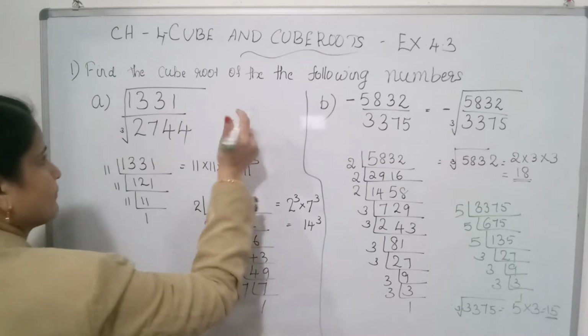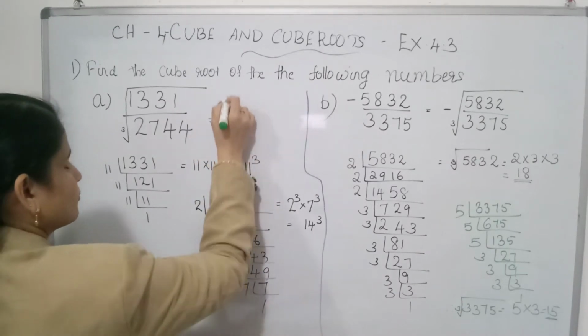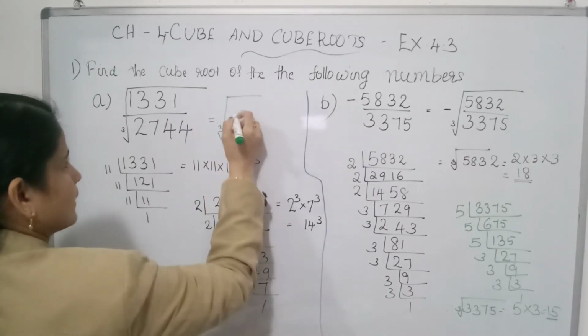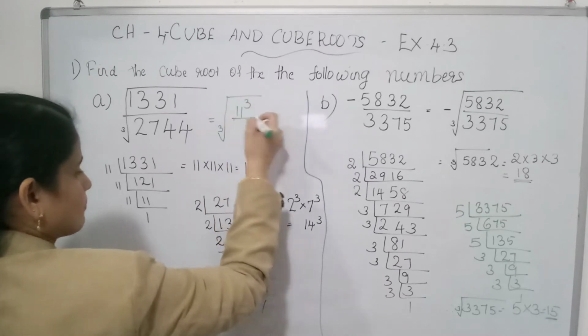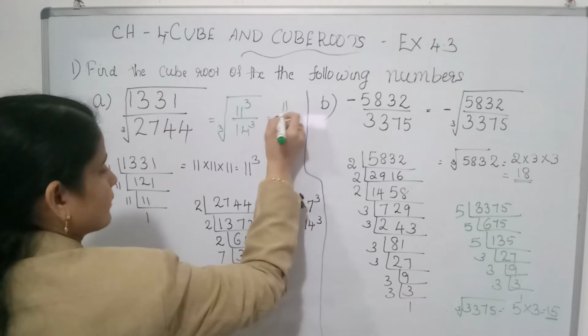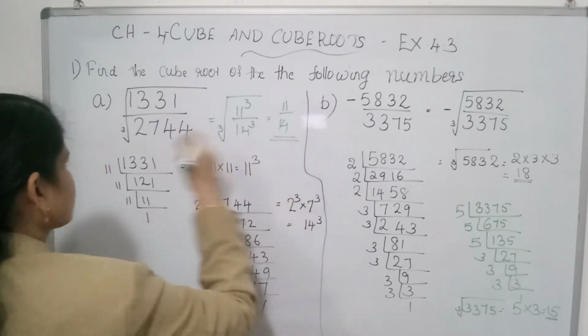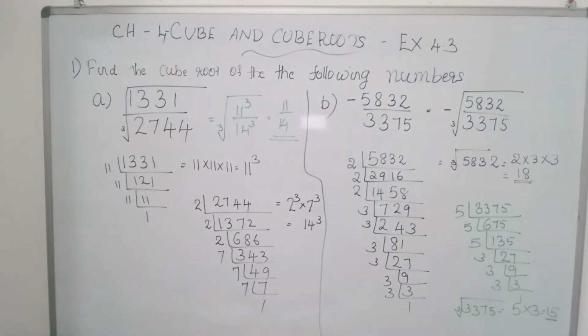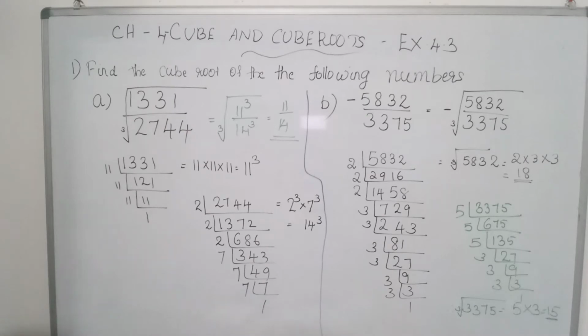That means this is equal to cube root of 11 cube by 14 cube. So our answer is 11 by 14. So the cube root of 1331 divided by 2744 equals 11 by 14.